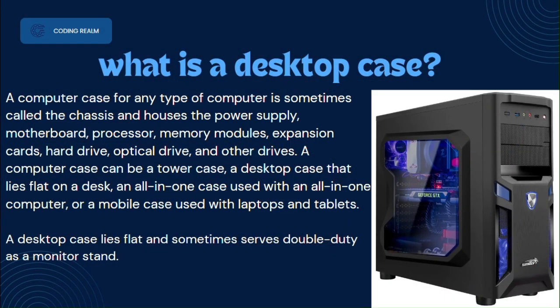What is a desktop case? A computer case for any type of computer is sometimes called the chassis and houses the power supply, motherboard, processor, memory modules, hard drive, and other drives. A computer case can be a tower case, a desktop case that lies flat on a desk, an all-in-one case used with an all-in-one computer, or a mobile case used with laptops and tablets. A desktop case lies flat and sometimes serves double duty as a monitor stand.